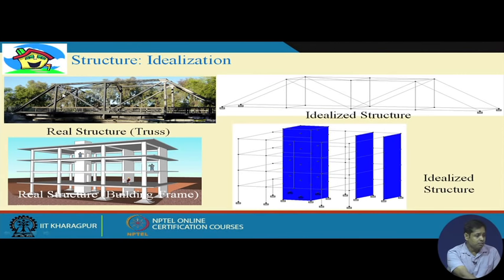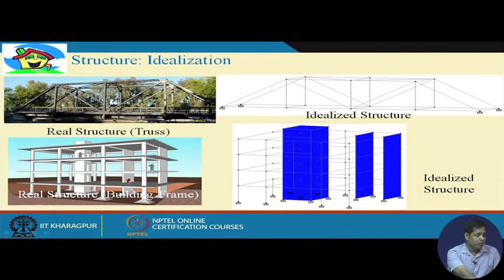Now, this is the real structure. I will show you a model of a truss so that you can better understand the different joints and the members, and how the different components of the structure are assembled. Now, this is the real structure, and this is idealized as this.